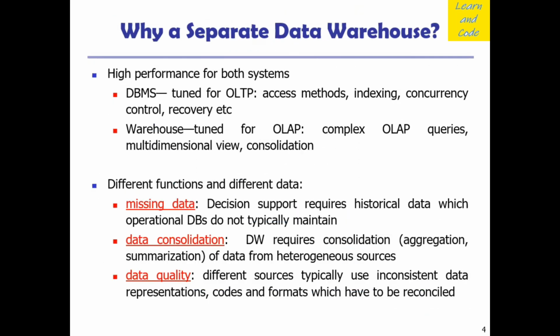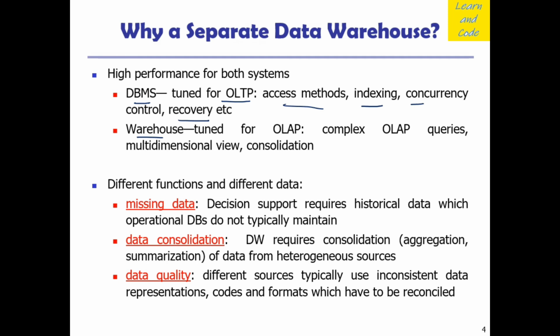Now the obvious question is why we should maintain a separate data warehouse, why we cannot just go with the database, right? Obviously, we should have high performance for both systems, for database as well as for data warehouse. Generally, database is tuned for OLTP, for transaction processing. Different access methods are there, indexing is there, concurrency control is there, recovery is there.